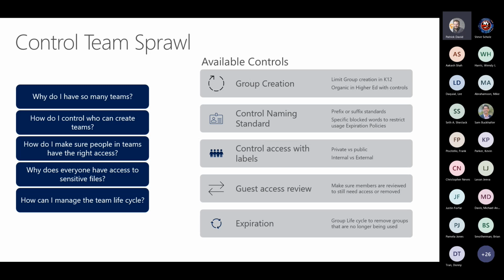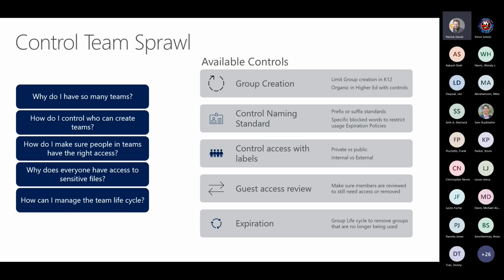And so some of those controls that we have are like naming standards. So you can add prefixes or suffixes. Maybe you have multiple departments or students in different colleges, and you want to prefix each team that they create with the student code, or the code for that particular college or university.